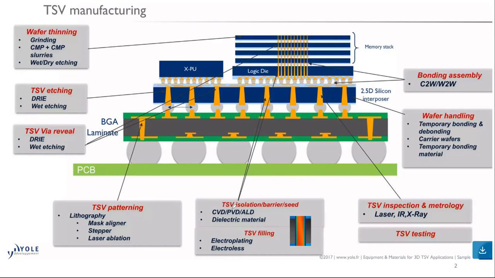And then the important thing here: you need to isolate your via against your environment. That is what we're talking about today, most of the time. You need to isolate it with a dielectric material, and you can use CVD, PVD, or ALD. And you fill it up with electroplating, ECD, or electroless deposition, depending on the size and whether you can do electroless, meaning that you don't need the charge, you just directly deposit on top.